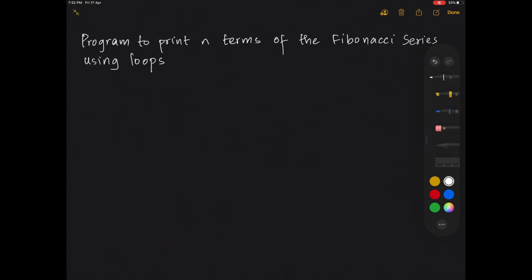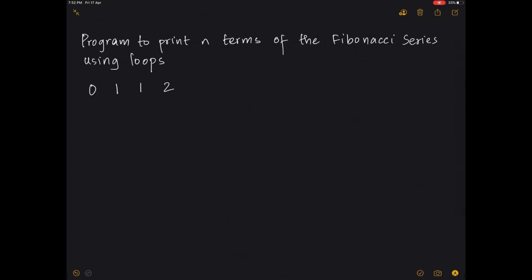Hey guys, so we'll take a look at a program to print n terms of the Fibonacci series using loops. So what is the Fibonacci series? The Fibonacci series is a set of numbers following 0, 1, 1, 2, 3, 5, 8, 13, 21, where the 0th term f0 is equal to 0 and the first term f1 is equal to 1.